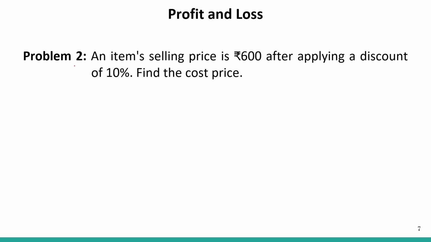Let's go forward with problem number 2. An item is selling at a price of 600 rupees after applying a discount of 10%. Find the cost price. So the selling price is this, the SP. Let CP be X, because that's what we don't know. We want to find X. We'll convert this word problem to an algebraic equation involving X and some constants, and then solve for X. This is the rough idea of how we'll proceed.